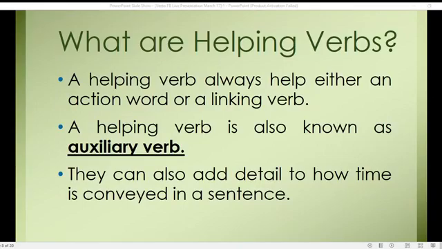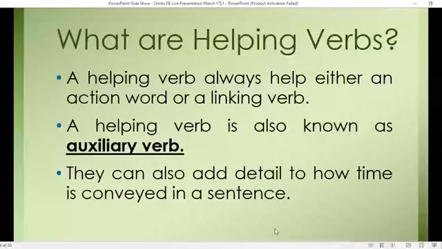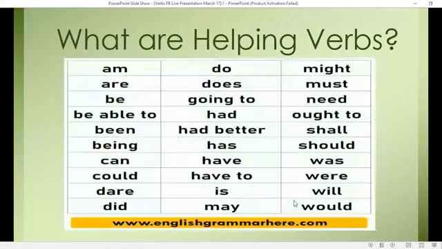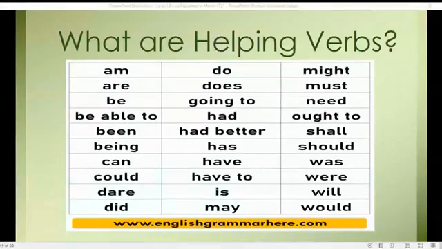So what are those auxiliary verbs? I have prepared a list of helping verbs. We have am, are, be able to, been, being, can, could, dare, did, do, does, going to, had better, has, have to, is, may, might, must, need, ought to, shall, should, was, were, will, and would. So these are the helping verbs or auxiliary verbs.